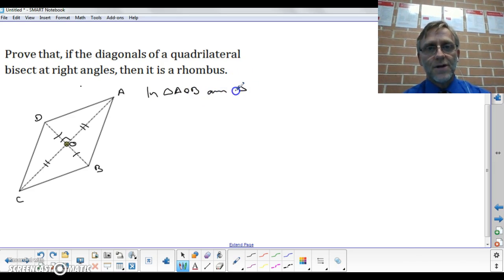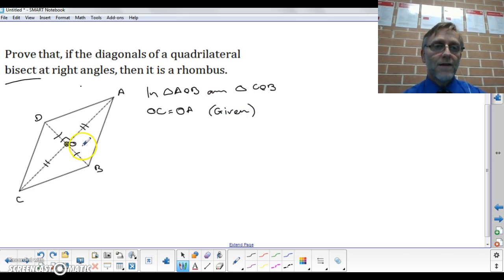and triangle COB, first thing to notice, we're doing a side angle side proof. First thing to notice is that OC is equal to OA. And how do we know? We know because the diagonals bisect. It says it. It's actually given. The second thing, we want a side angle side proof. We know that COB is equal to AOB. Why do we know they're equal? Because they're at right angles. They bisect at right angles.